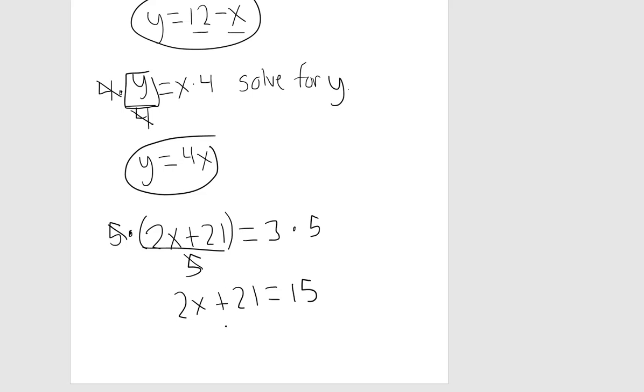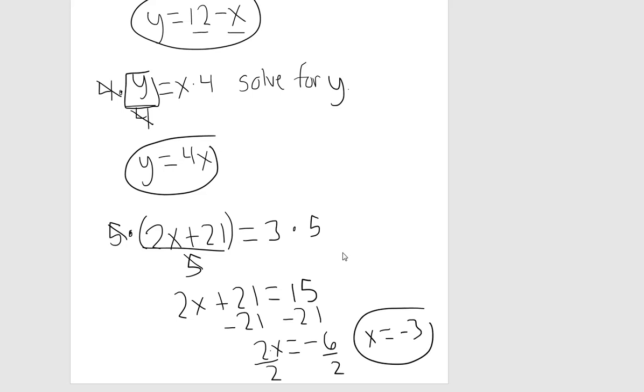And then from there, we would get rid of the plus 21 by doing a subtract 21 on both sides. So 2 times x equals negative 6. And then to get rid of the multiplication of 2, we use division. Divide by 2 on both sides. So x equals negative 3.